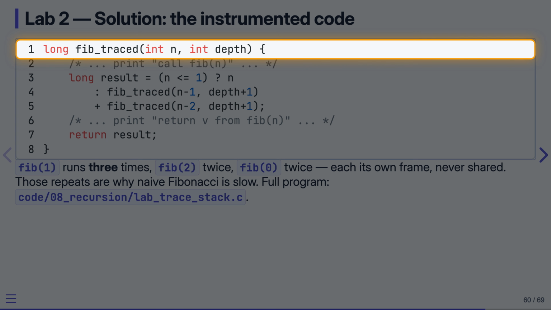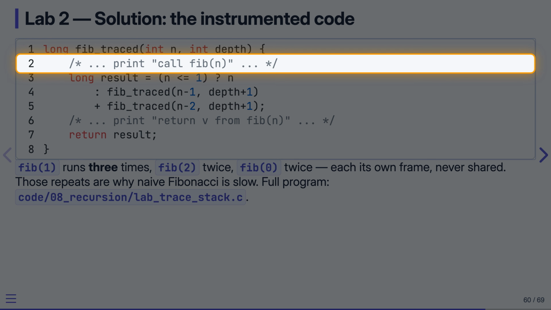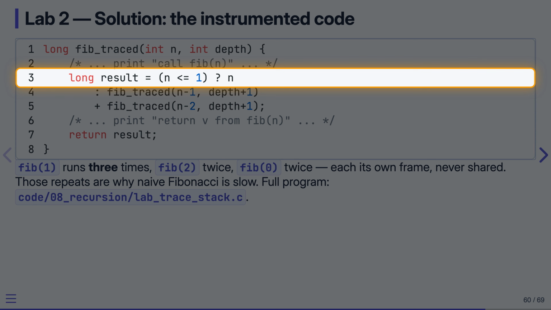This is the traced Fibonacci. It takes n, and it also takes a depth, so it knows how far to indent each line it prints. On entry, it prints call fib(n). That is what this comment stands in for. Then it computes the result. If n is less than or equal to 1, the result is just n, that is the base case, and it makes no further call.